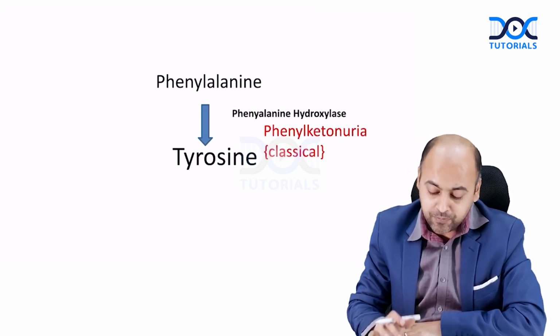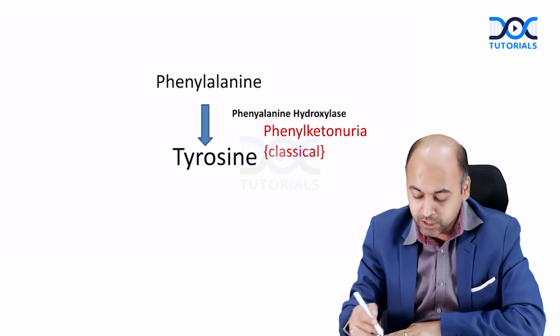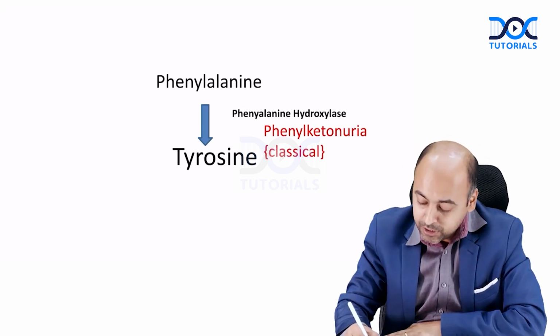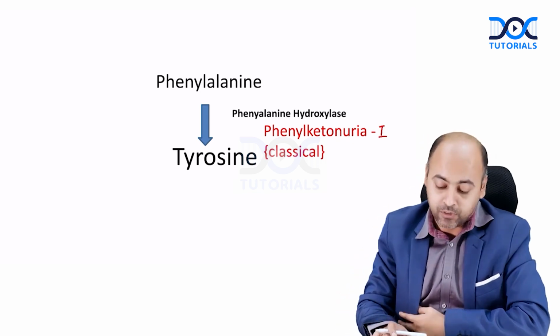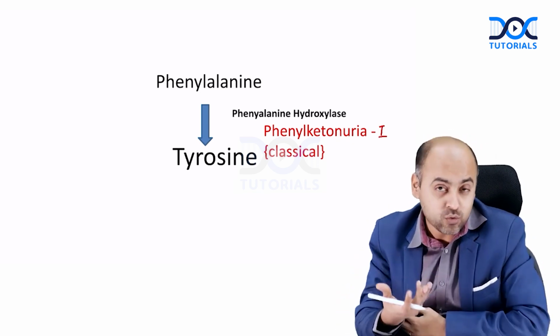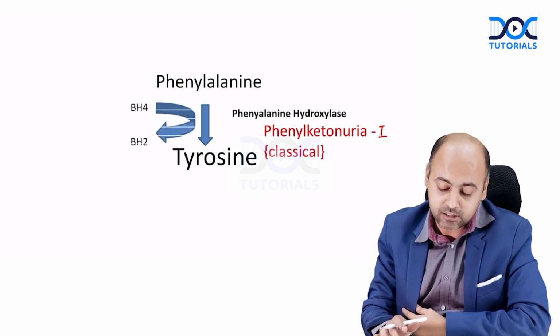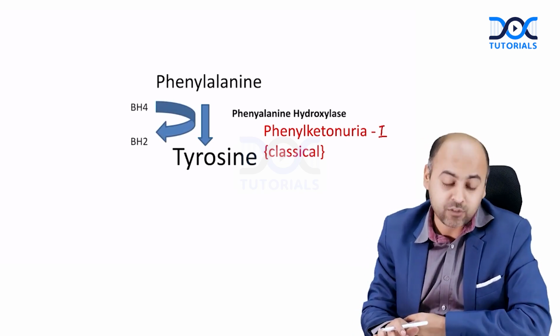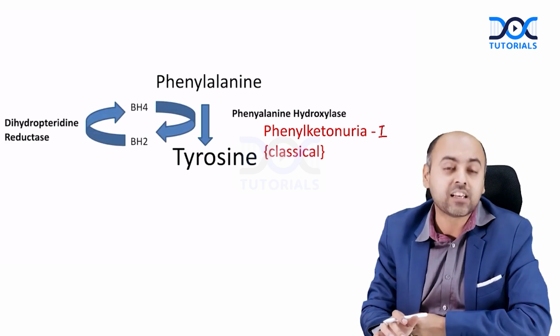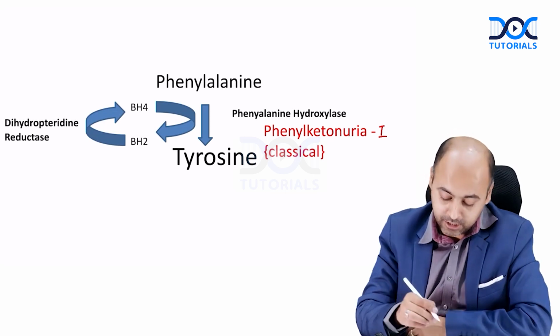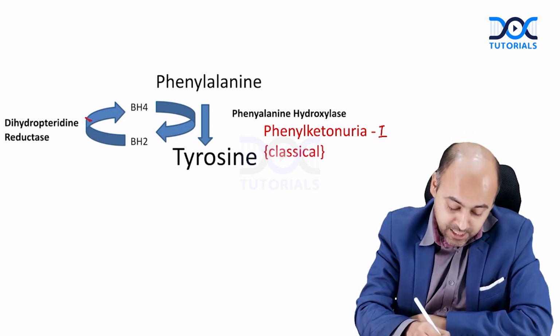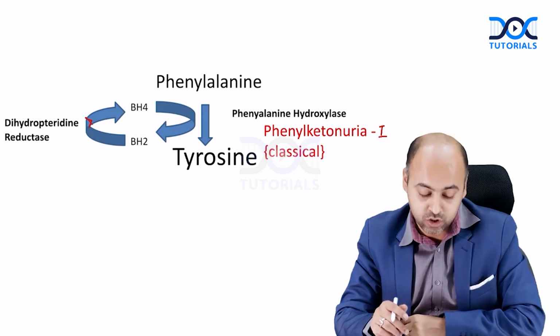Now this enzyme, if it is deficient, we get the PKU, also described as the classical PKU, nowadays known as PKU type 1. This particular reaction also requires a coenzyme, just like the catecholamine synthesis. The tetrahydrobiopterin is required, which gets converted to dihydrobiopterin, which has to be recycled to give rise to the tetrahydrobiopterin. Actually, two different enzymes are required, but here only one is shown.